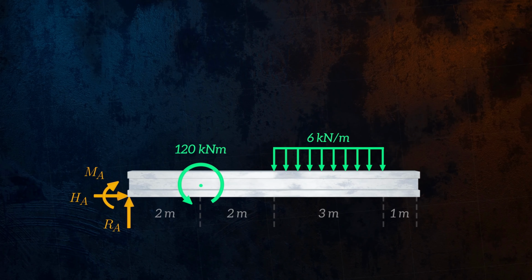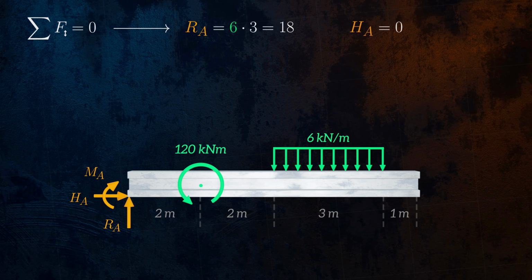Let's look at our first equilibrium equation. The sum of forces in the vertical direction is equal to 0. In this case, the only forces acting in the vertical direction are the reaction force RA and the distributed force. So RA is equal to 6 times 3, which is 18. HA is the only force in the horizontal direction, so it must be equal to 0.